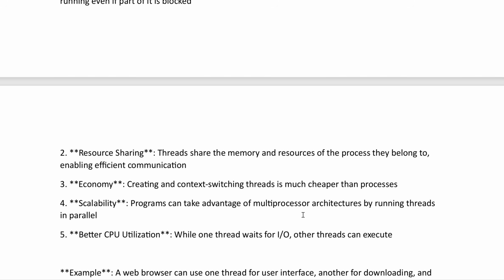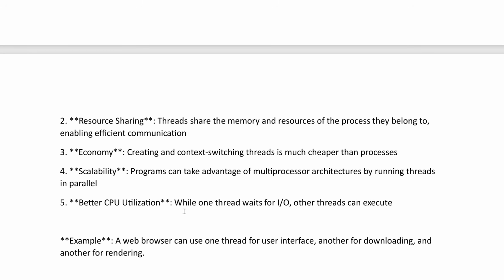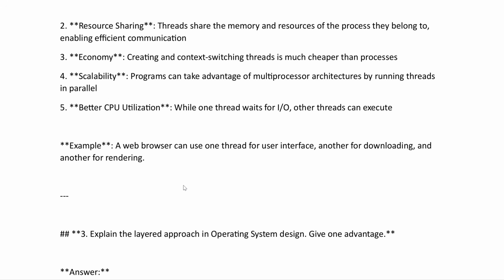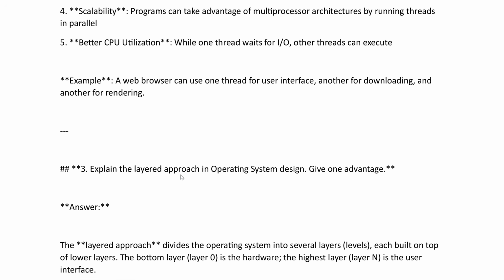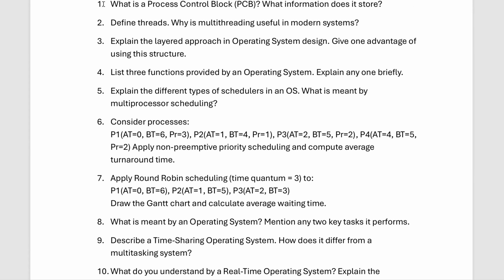Next is scalability. Programs can take advantage of multiprocessor architecture by running threads in parallel. And the last benefit can be better CPU utilization. While one thread waits for input output, other threads can execute. Example of multithreading can be, for example, a web browser can use one thread for user interface, another thread can be used for downloading, another thread can be used for rendering. That's why multithreading is useful.